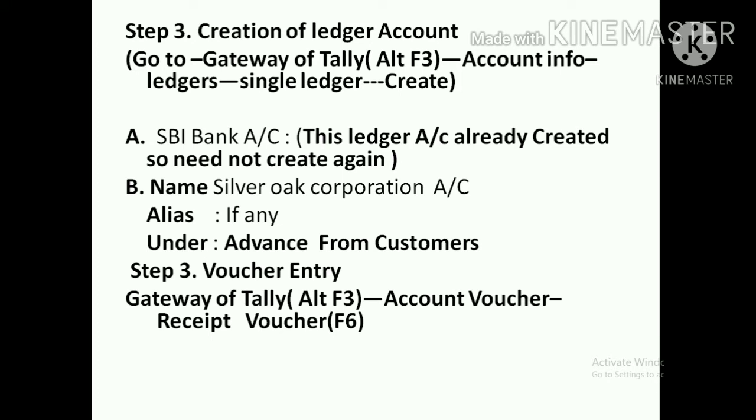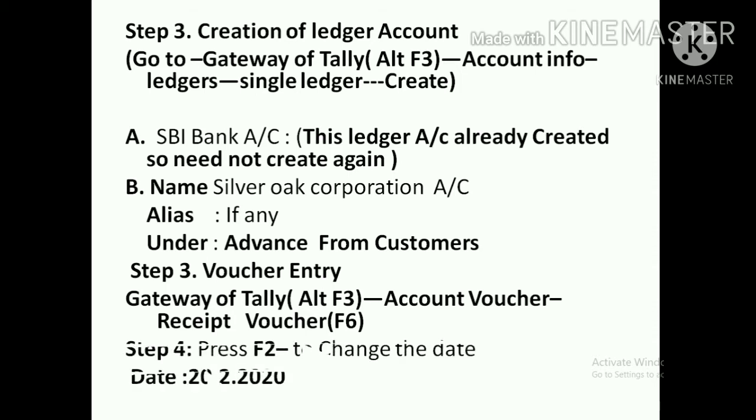Okay, then this is the syntax: Gateway of Tally, Accounting Vouchers, then Receipt. Receipt is F6, the function execution key. As soon as you press F6 from the accounting information screen, you will get the receipt voucher screen. From that, first you should change the date, that is F2, press F2, you can change the date. Then after changing the date, go for entry.